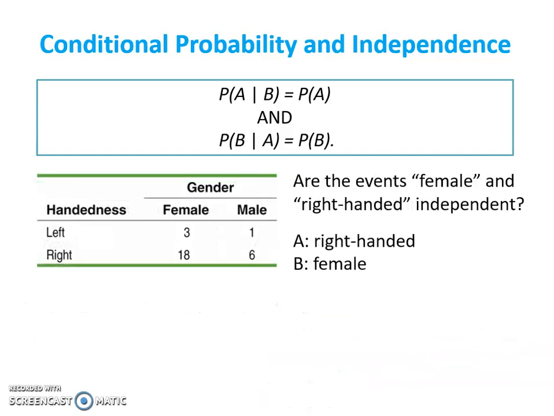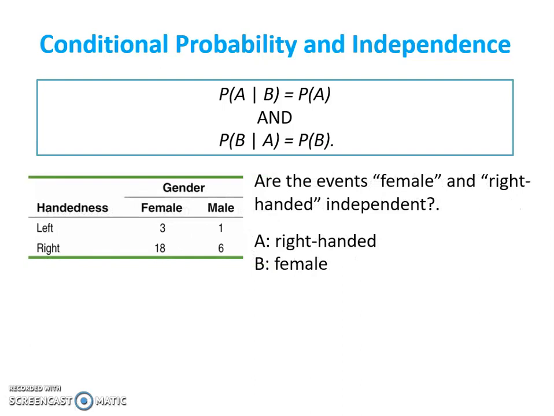Similar two-way table, but different population, different sample size. We were looking at, again, gender versus handedness. We want to know, are the events female and right-handed independent? Now, you might notice that there's no totals here, so you should probably go ahead and add those in so you can figure out some of your probabilities. So, let's go through our first one.